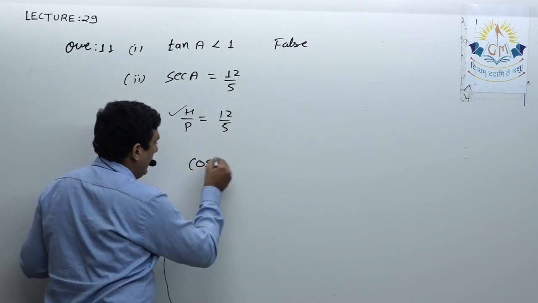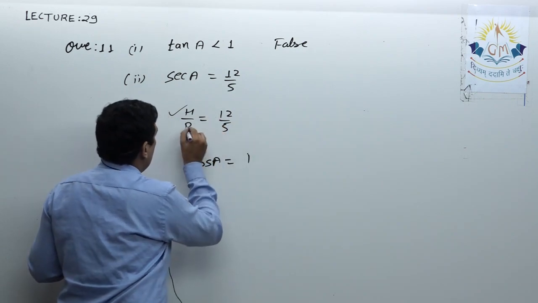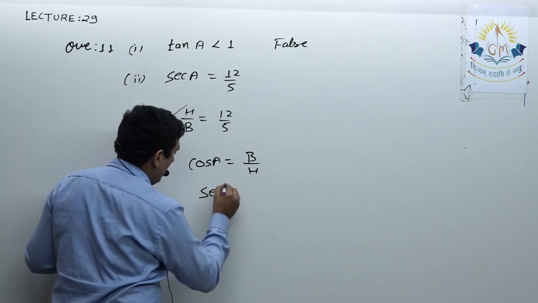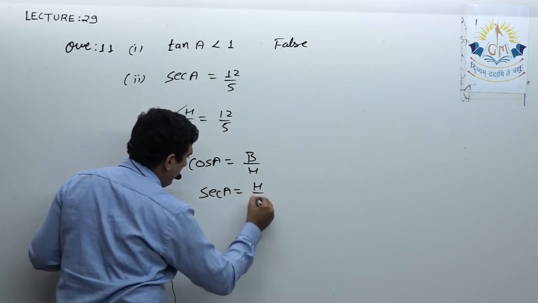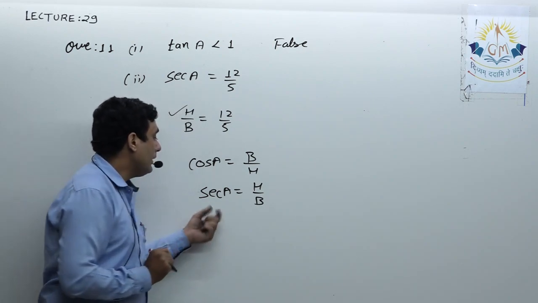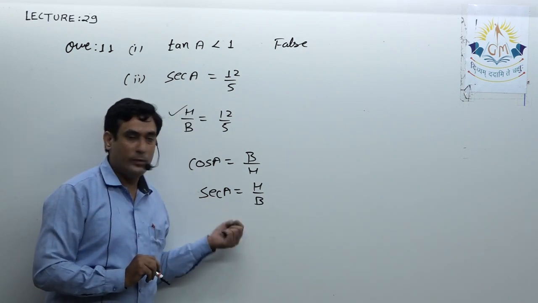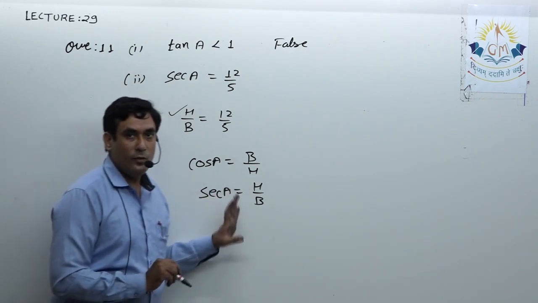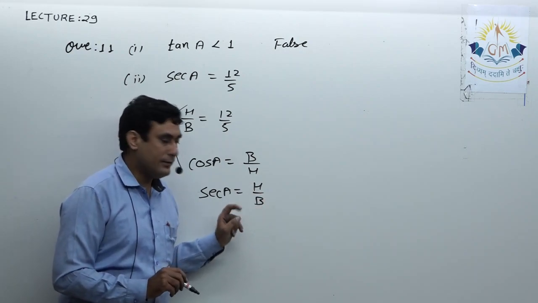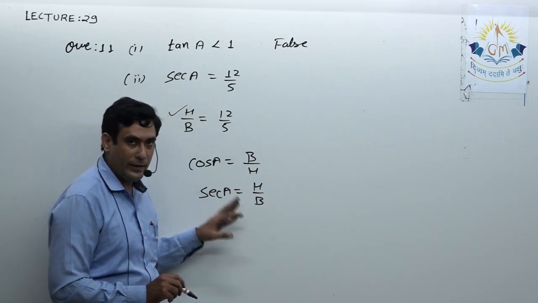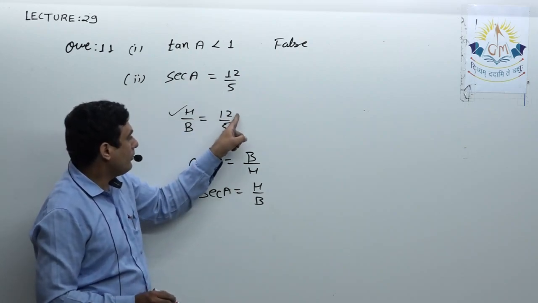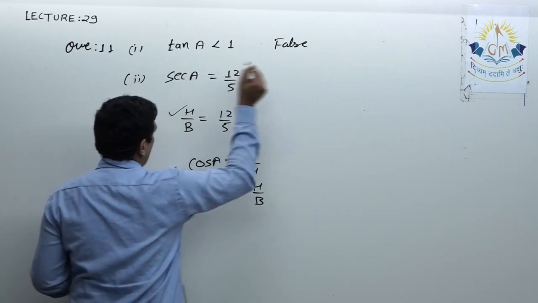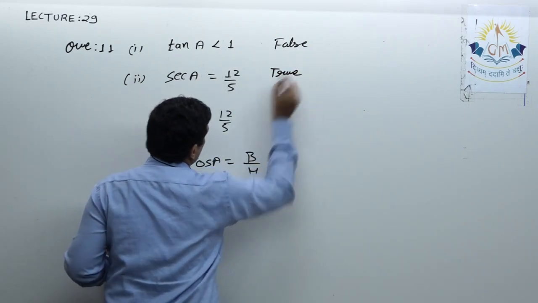See, cos A is equal to base upon hypotenuse. So sec A will be equal to hypotenuse upon base. That means any value in which the numerator is greater than the denominator is a possible value of sec A, or sec of any angle. Here also the numerator is greater than the denominator, so this value of sec A is possible. So this is a true statement.